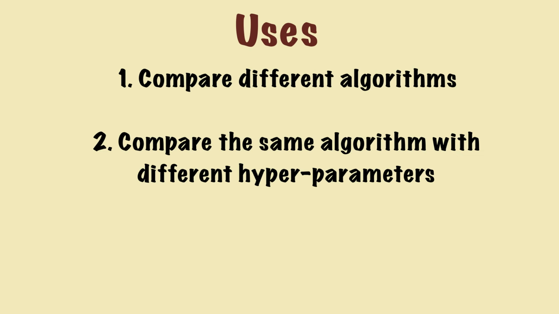To begin with, we use cross-validation for two purposes. The first one is comparing different algorithms. The second one is comparing different hyperparameters of the same algorithm. To be more specific, hyperparameters are external parameters that have to be defined manually and will not change during the training phase. How do we select the appropriate hyperparameters? Yes, we can use cross-validation.